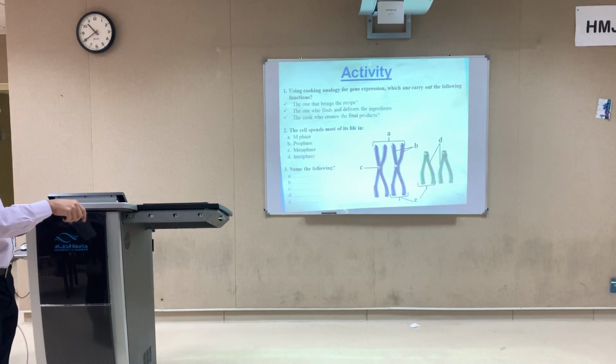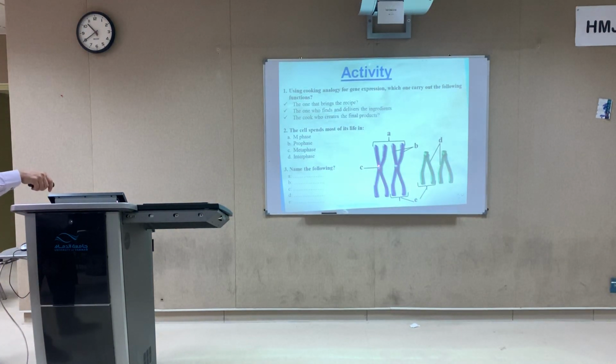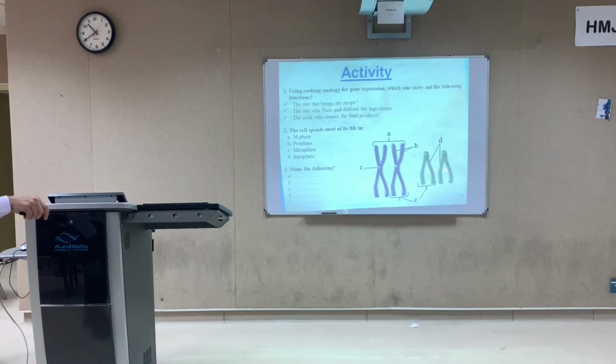All right, C, what is that structure? C is the centromere. Remember, the centromere joins the sister chromatids together. So C is the centromere. D, what do we call that? Those two? Sister chromatid.